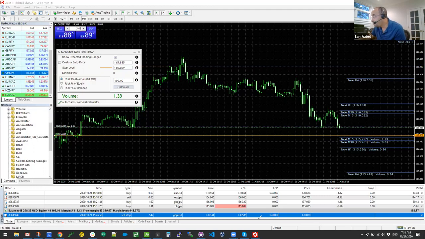Oh, and you can see my position was just hit, which is awesome. Cool. So now I'm hoping that this thing bounces, right? Sorry, I get distracted for just a moment.